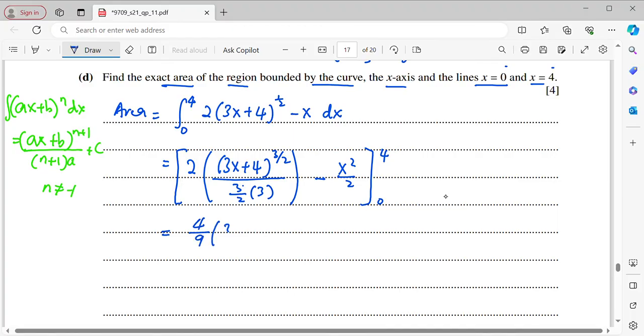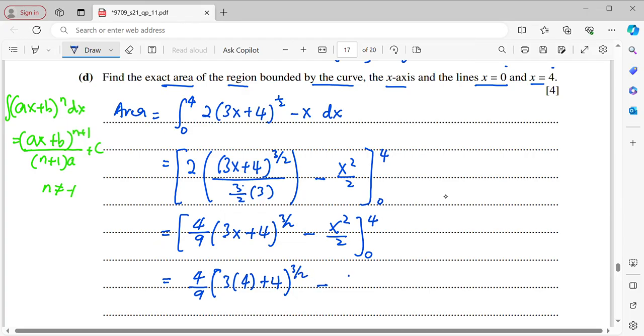I rewrite this first, (3x + 4) to the power of 3 over 2. Then minus x squared over 2. Then limits 0 to 4. Then now, when you replace the x by 4, I will get 4 over 9, then (3 times 4 plus 4) to the power 3 over 2 minus 4 squared over 2, minus, when the x is replaced by 0, so 4 over 9 bracket 4 to the power 3 over 2, then minus 0.